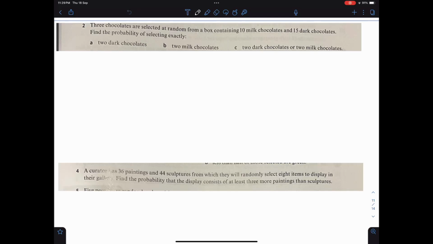So now we'll be moving on to using probability with perms and coms. In the first question we've got 25 chocolates total, 10 are milk, 15 are dark. We're selecting 3 of them. So let's see, 2 dark chocolates. That means we want 2 dark chocolates and 1 milk chocolate. So we want 15 choose 2, 10 choose 1, then we'll divide it by 25 choose 3, because that's the total on the bottom.